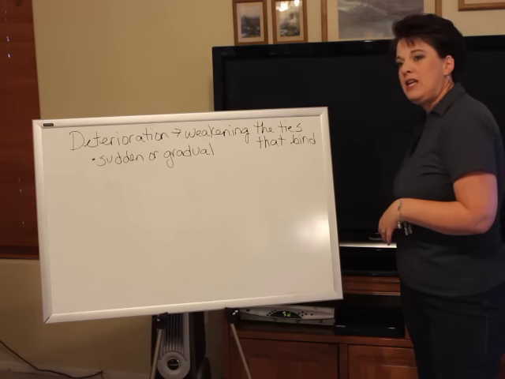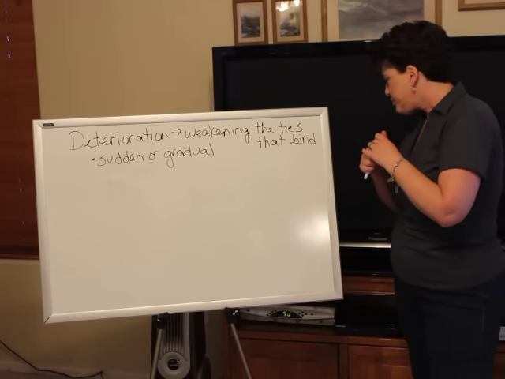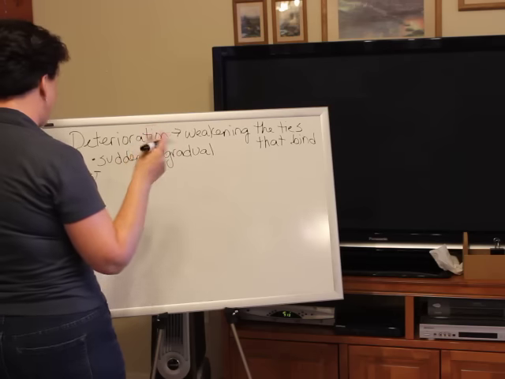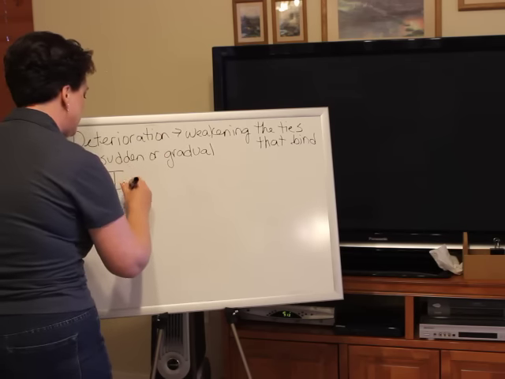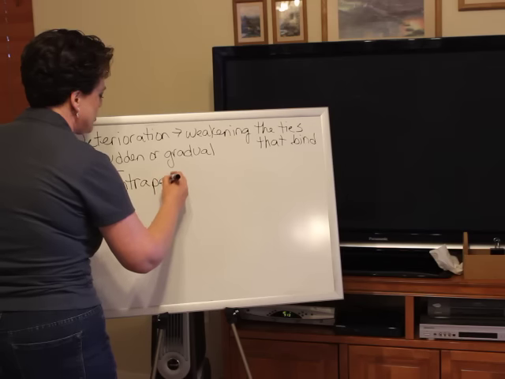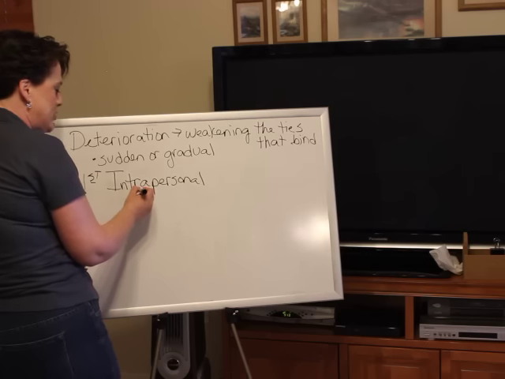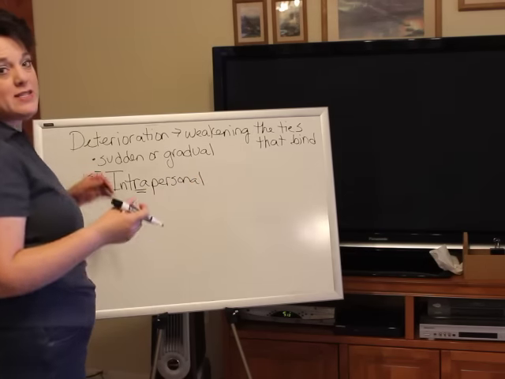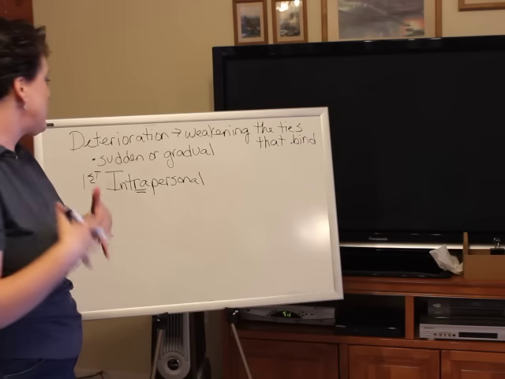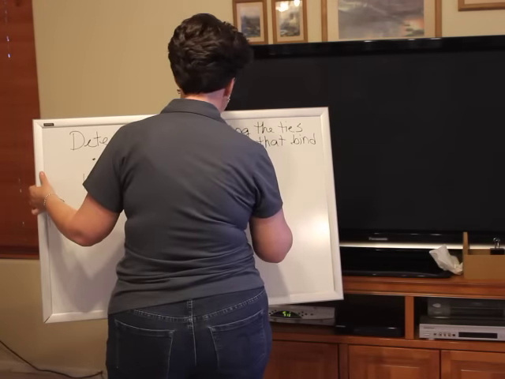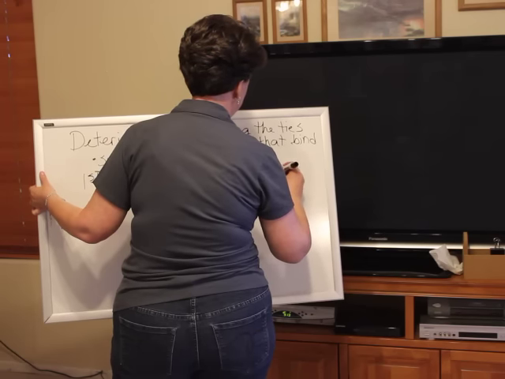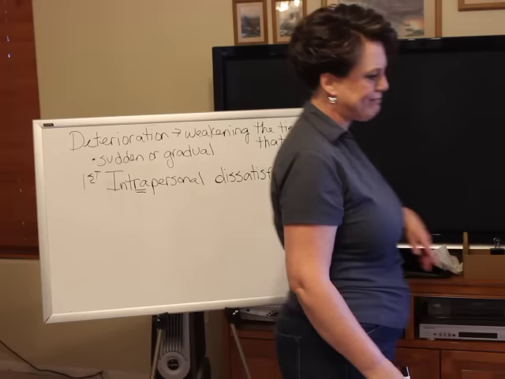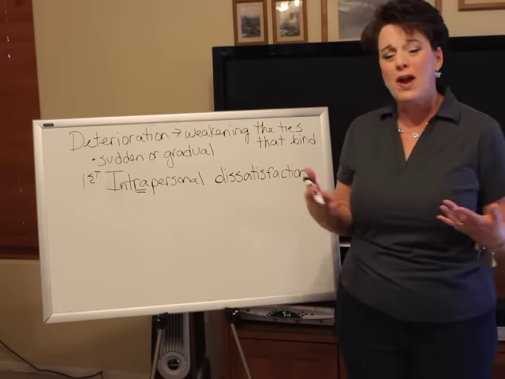Okay, so deterioration happens in two stages. There's a lot of things to remember: first, second, third. So first we have intrapersonal. Now make sure that we get the tra part. This is the RA, okay? So intrapersonal. That means that it's within yourself, okay? Intrapersonal dissatisfaction. So on the inside, you're starting to question things.